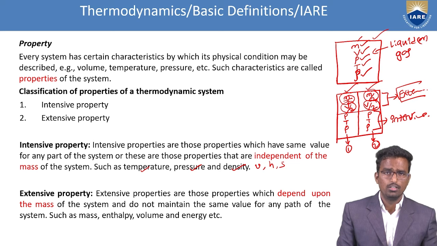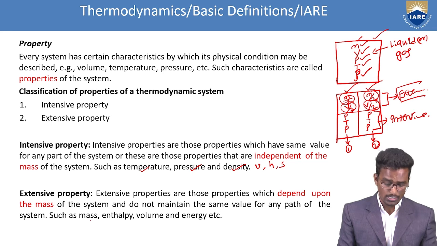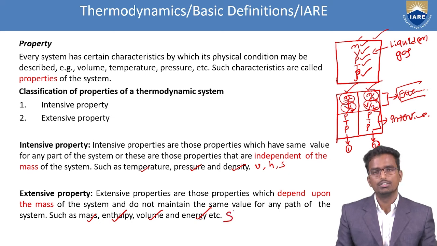What is extensive? Any property which depends on mass or volume we call an extensive property. Examples of extensive properties are mass, enthalpy, volume, energy, and entropy.